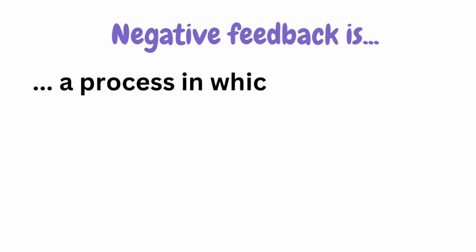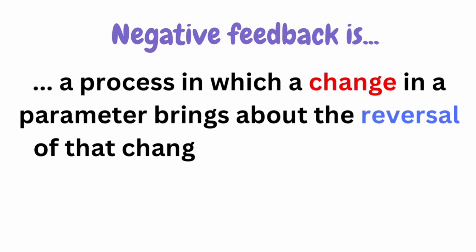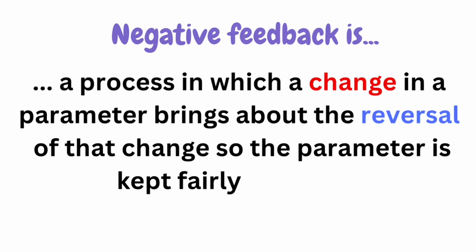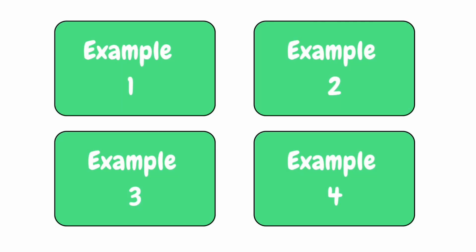So, if we want a definition of negative feedback, we could say negative feedback is a process in which a change of parameter brings about the reversal of that change so that the parameter is kept fairly constant. A parameter is just a factor that you measure. In our case, it was noise level. Now that we understand our basic example of negative feedback, let's look at an example from the human body.